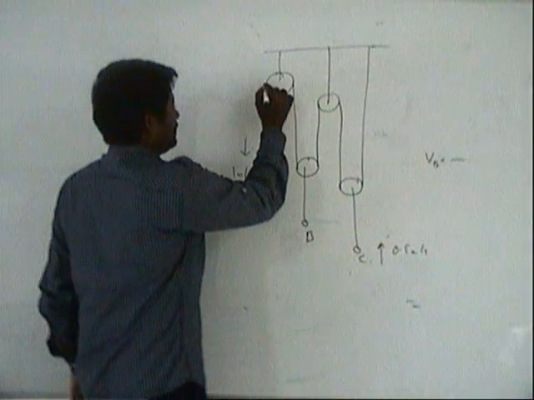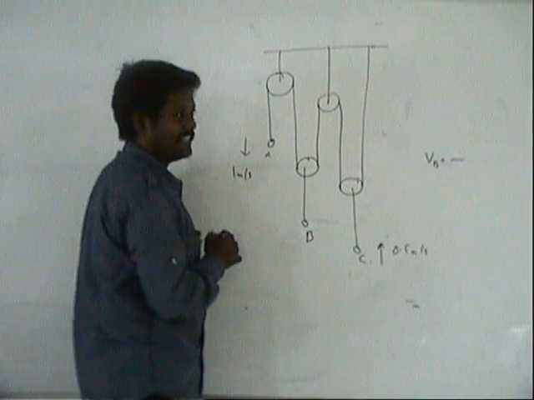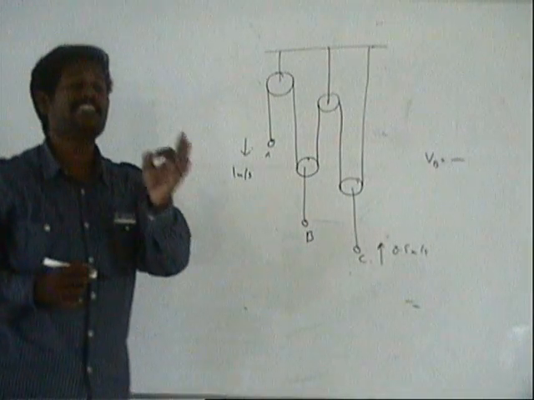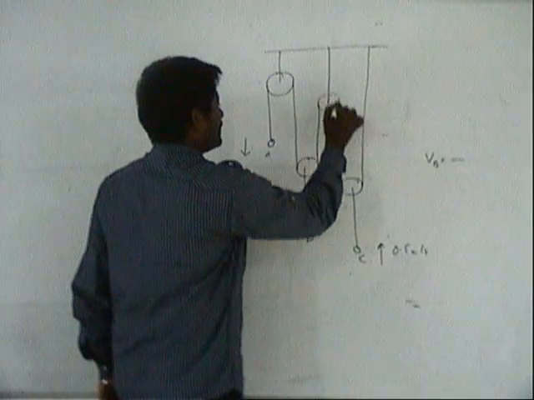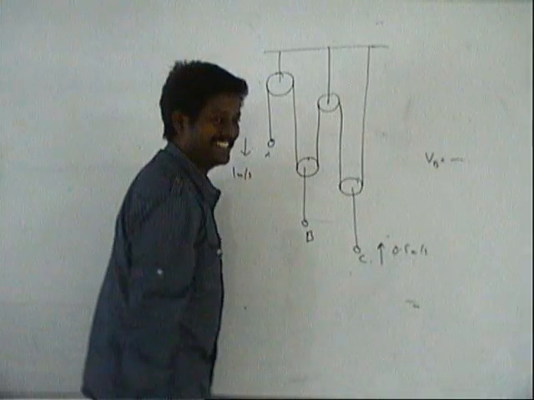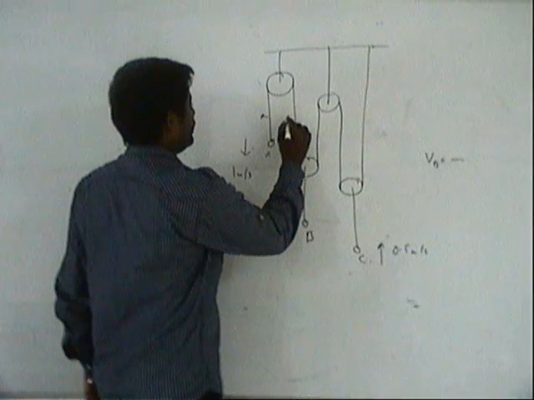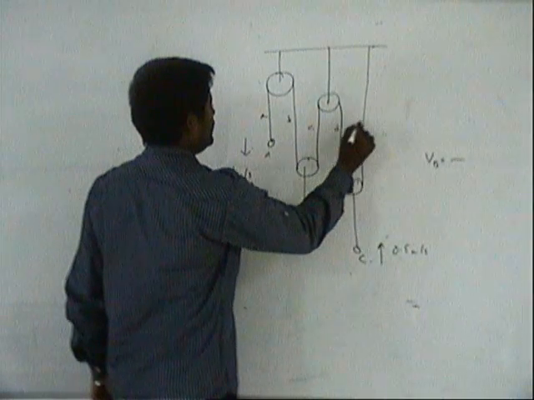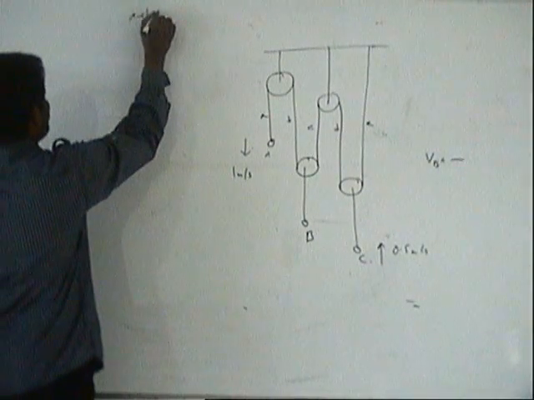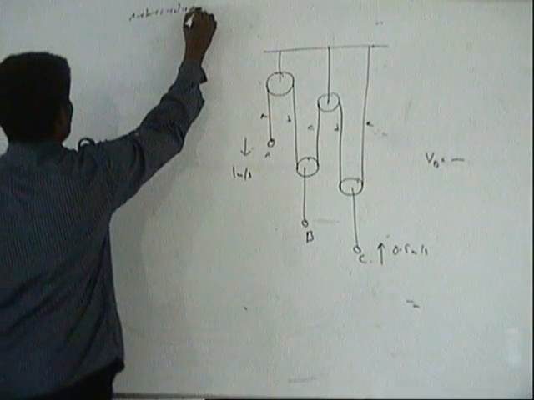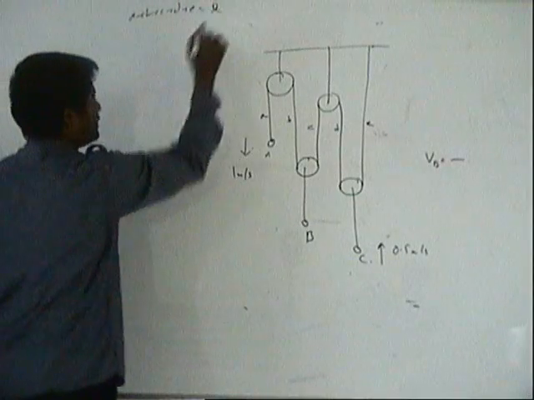Now let us, one constraint equation we can write here. Length of the string cannot change. So this plus this plus this plus this plus this remains a constant. So I can write A, B, C, D, E. So A plus B plus C plus D plus E is a constant, that is length of string.